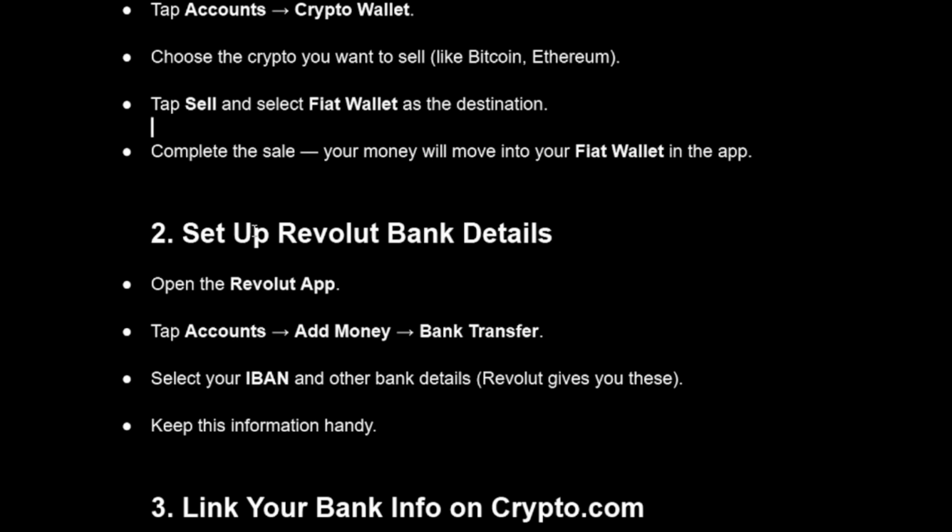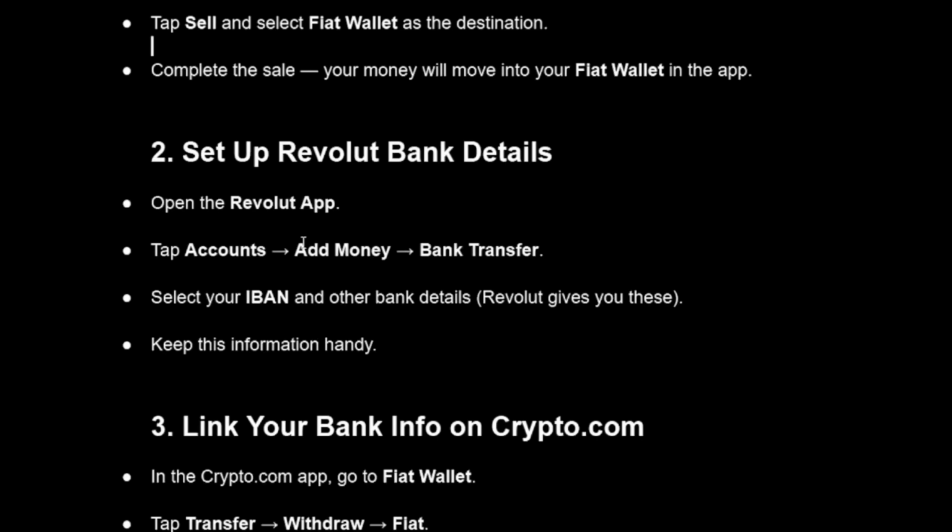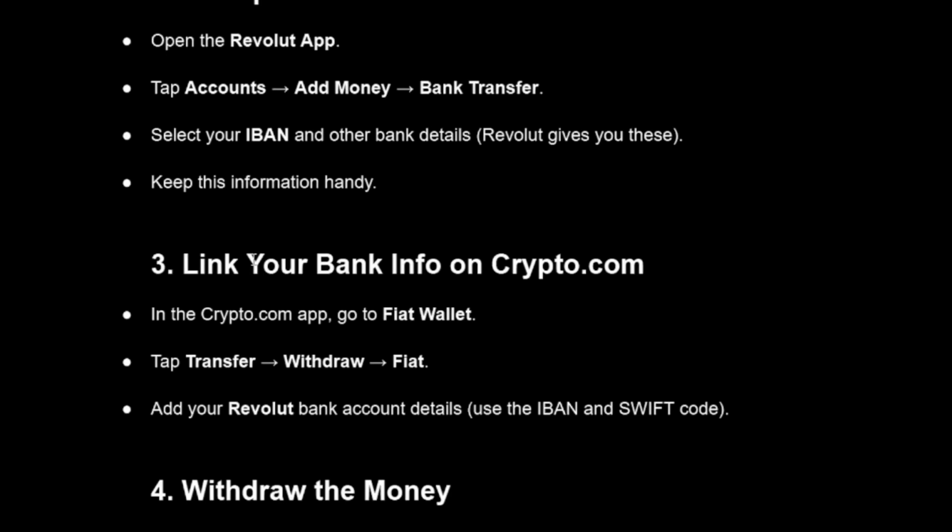Next is to set up the Revolut bank details. So open the Revolut app, tap account, add money, bank transfer, select your IBAN and other bank details, which Revolut should be giving you. Then keep this information. Then the next is just go ahead to link your bank info on crypto.com.